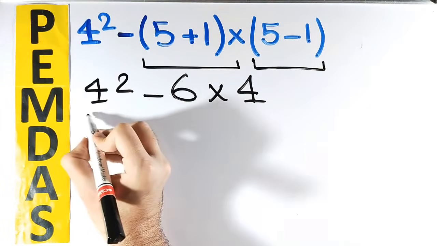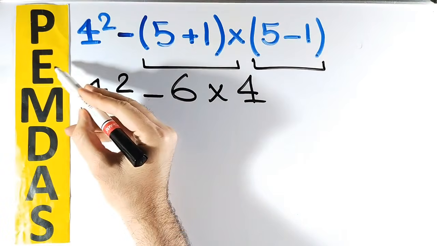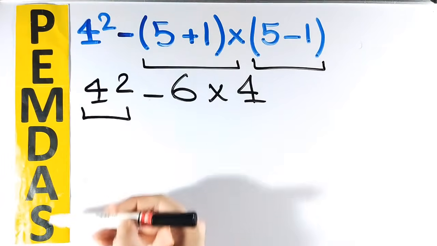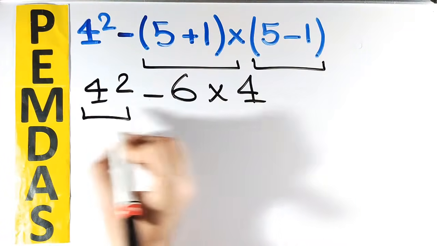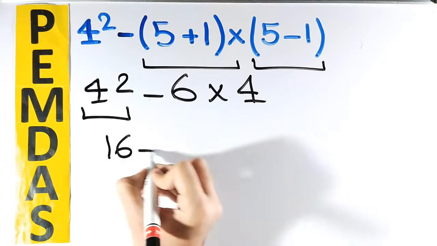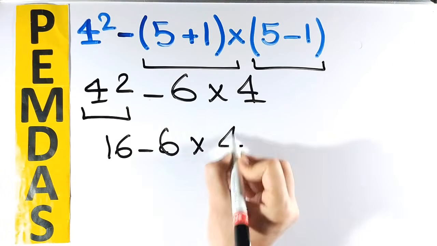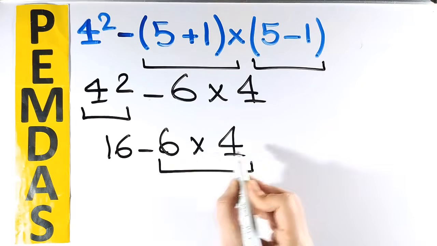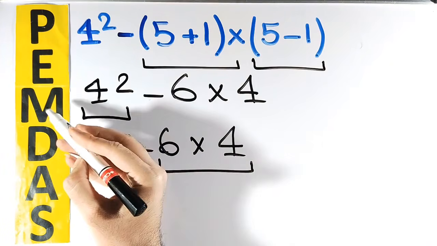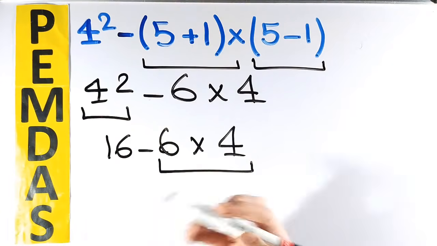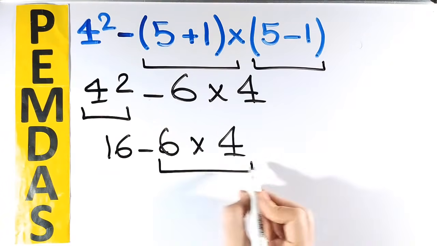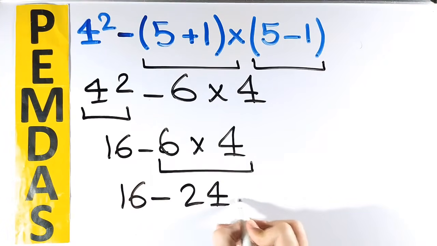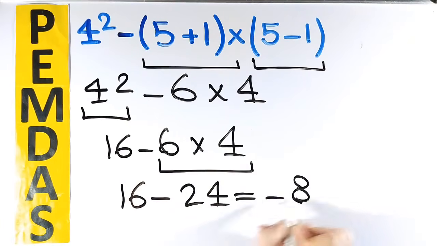And the next step, we go for the exponent, because in the PEMDAS rule, after parenthesis, exponent has a higher priority than the other operation. So, we rewrite this expression as 16 minus 6 multiplied by 4. And the final step, we go for the multiplication between 6 and 4, because multiplication has a higher priority than subtraction. So, we rewrite this expression as 16 minus 24, which finally gives us the answer, negative 8.